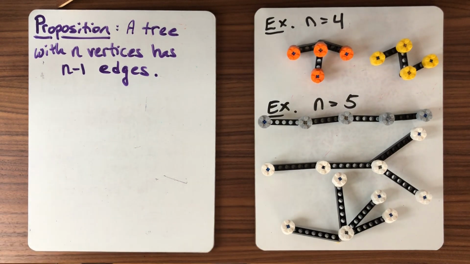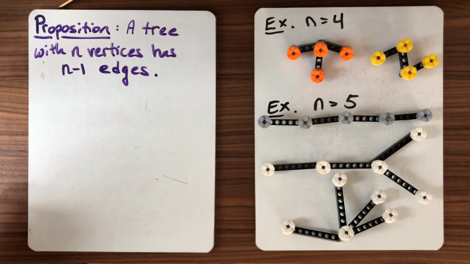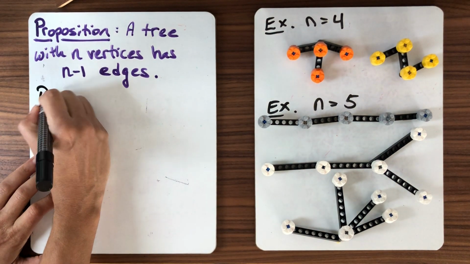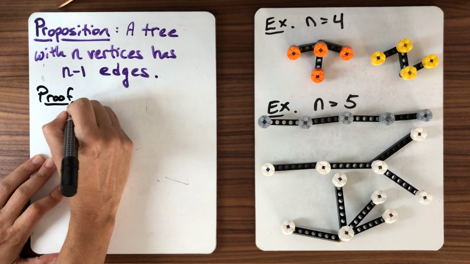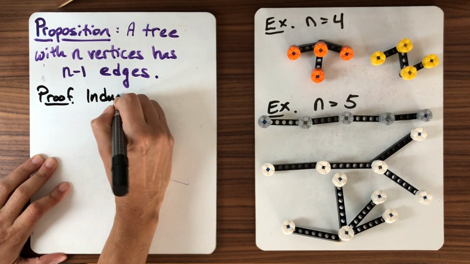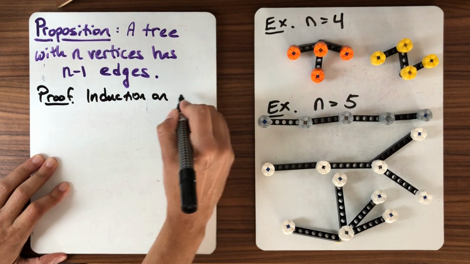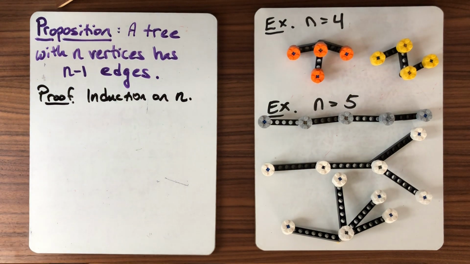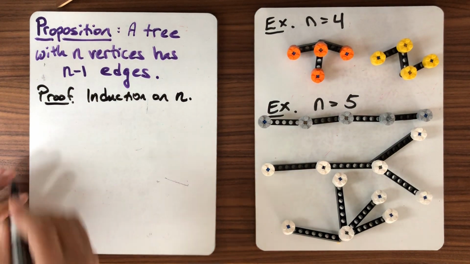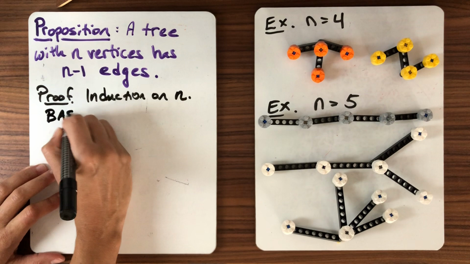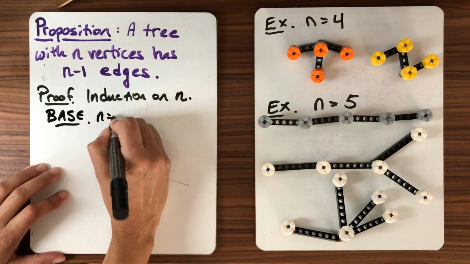Let's see how we could prove this. Trees lend themselves very nicely to proofs by induction. So proof: we're going to do induction on n. So n is the number of our vertices, and let's do induction. So we're going to need a base case. The base case, the smallest tree is with one vertex.